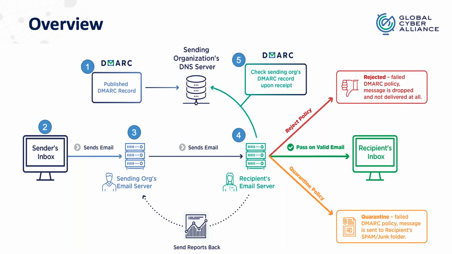Right, and assuming the other checks don't fail. But if my policy was set to quarantine, what happens here? Those fraudulent messages get sent to the recipient's spam or junk folder. All legitimate messages get through. Anything that's fraudulent goes into the spam or junk folder when set to quarantine. If my policy is set to reject, any fraudulent messages are going to get dropped and not delivered at all. And all legitimate messages should just go straight to the inbox.